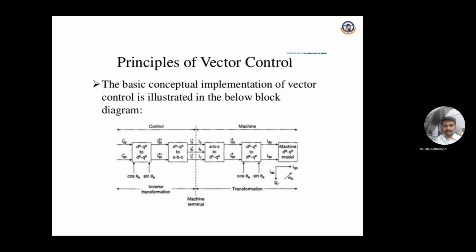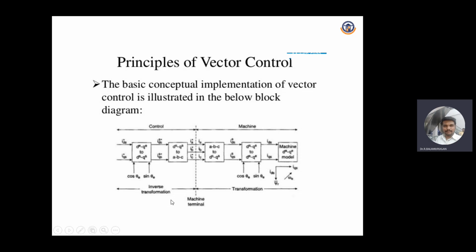So here this diagram indicates how vector control is implemented in the induction motor. There are two types of transformation done, one for the control structure and one for the machine structure. Initially we will call it the inverse transformation. Next we will go for the transformation. So here we are converting the direct axis, quadrature axis components to the ABC model. Then again that ABC model is converted to direct axis, quadrature axis. This is the process done for vector control.